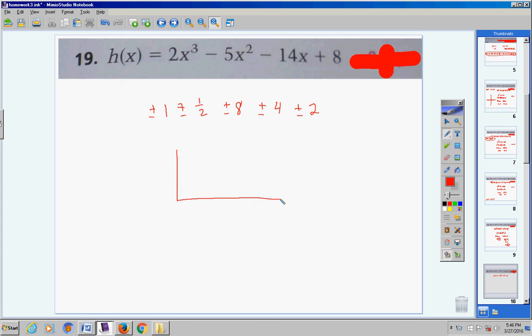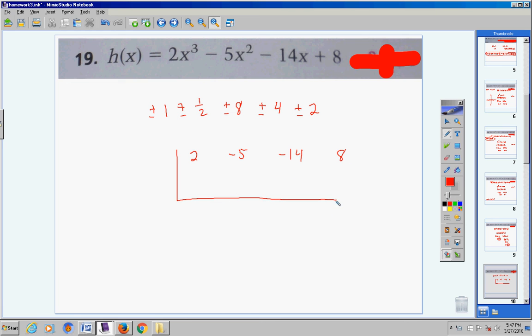Coefficient set up. I'm not missing any terms: a 3, a 2, a 1, and a constant term. So my coefficients are 2, negative 5, negative 14, 8. I have a degree of 3. Add 1 to that, I should have 4 numbers, and I do.